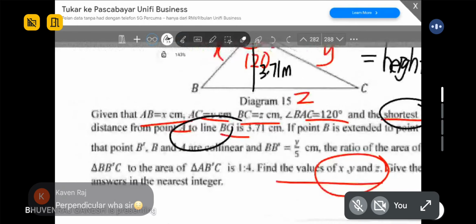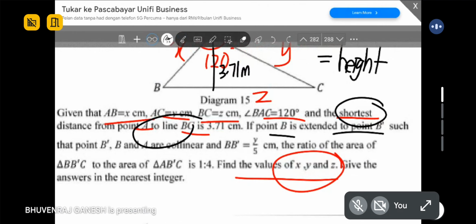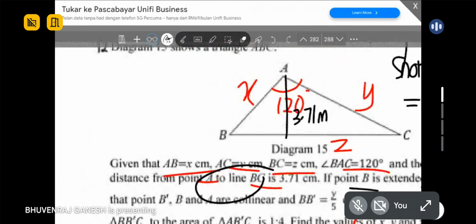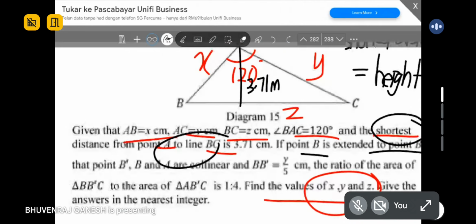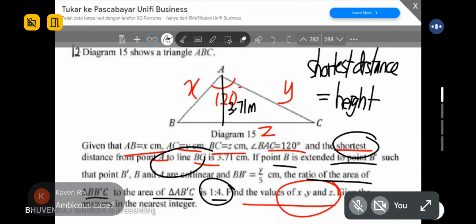Okay, all right. And then they tell you point B extended to B prime. Okay, point B dia nak extend kepada B prime. Okay, so this one never mind. Jangan lihat lagi. The rest. Okay, ratio of area. Okay, so kamu kena bandingkan luas jugalah. Okay, you must compare the area of triangle.